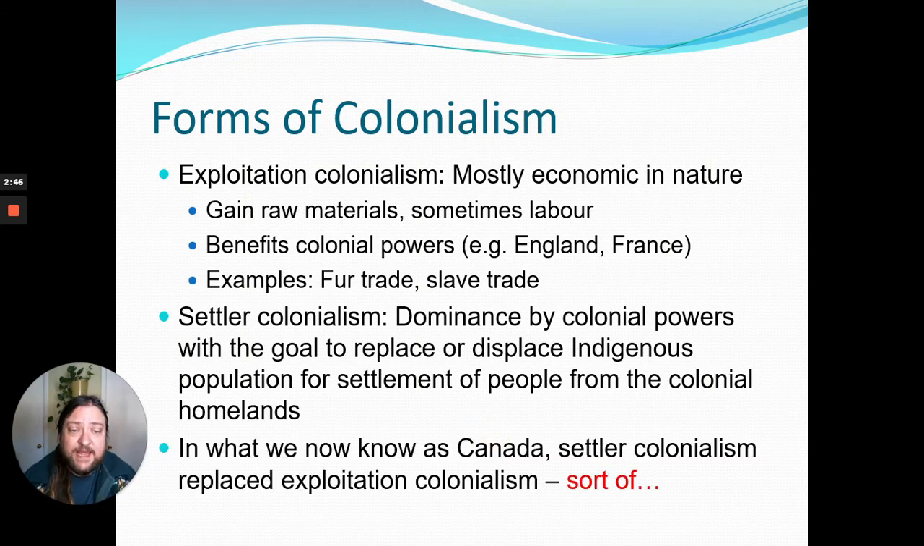Now, in what we now know as Canada, I said settler colonialism replaced exploitation colonialism, and now I added a "sort of." I don't want you to have the impression that it is a replacement in the sense that exploitation of lands went away. In fact, it's very much an integral part of settler colonialism. So it can be misleading to say that settler colonialism replaced exploitation colonialism. It's maybe more that they merged with each other. And so that leads us to what we're talking about this week.